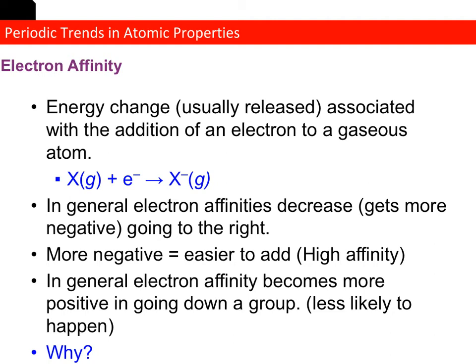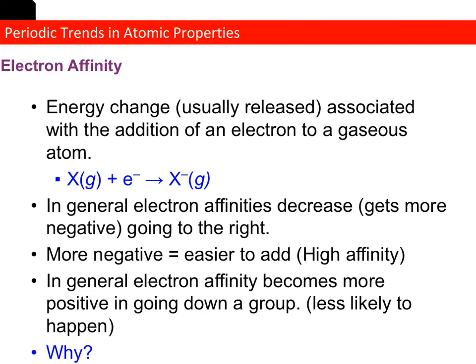The general trend is that electron affinities decrease, or in other words, get more negative going to the right. And we know this because our nonmetals prefer to take electrons. And so you'll notice on the next slide when I show a graph that the alkali metals have high electron affinities, meaning they don't want to gain electrons, they want to get rid of them. And so the halogens have very, very low or very negative ones, representing the idea that they want to gain electrons. It's the amount of energy released when the electron is gained.